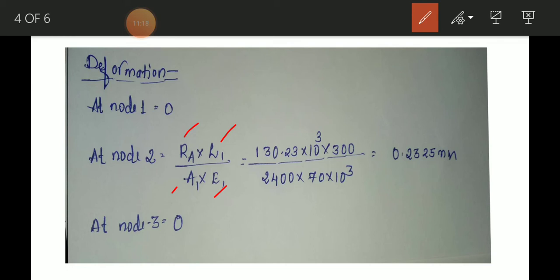So RA is 130.23 into 10 raised to 3. L1 is 300. A1 is 2400. And E1, that is the Young's modulus, sorry, 70 into 10 raised to 3. So you will get a deformation at end 2 or node 2 as 0.2325 mm.